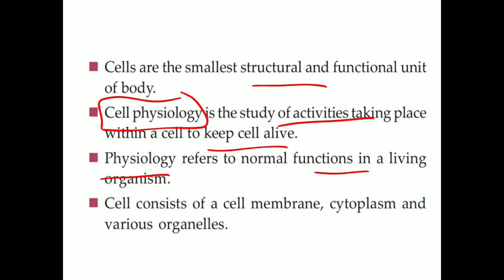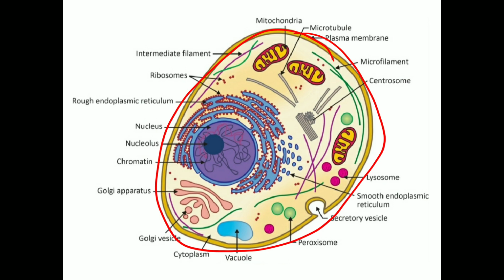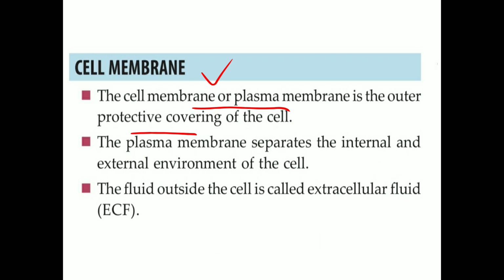The cell consists of a cell membrane, cytoplasm, and various organelles within it. Here you can see that in the diagram. The outer protective wall, the boundary, is the cell membrane or the plasma membrane. Inner to the plasma membrane, the area is called cytoplasm, and there are various organelles present within the cytoplasm. We'll discuss all of these and their functions.